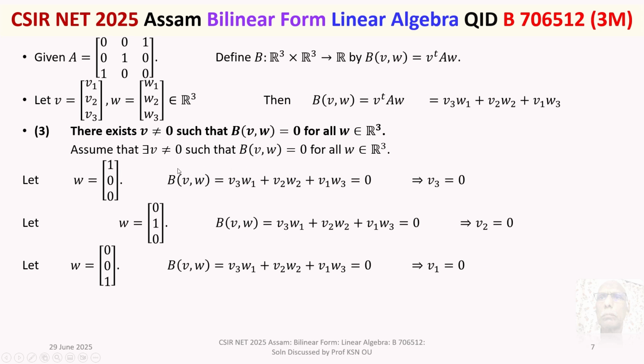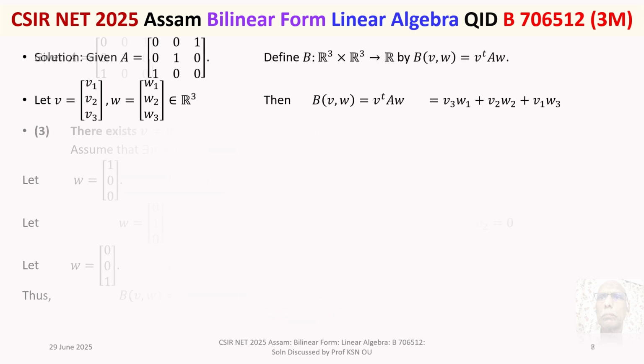So this says what? B of V comma W is 0 for all W belongs to R cube will imply the column vector V is 0, 0, 0. That is a 0 vector. That is, your assumption is false. Your assumption is false. So therefore, what is given in option 3 is not true. Thus, option 3 is not true. Agreed? Agreed. Let's move to the other options.